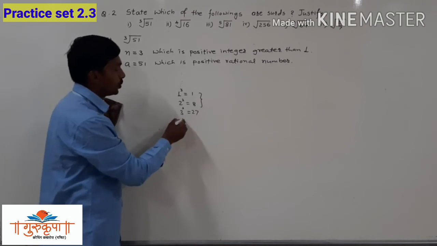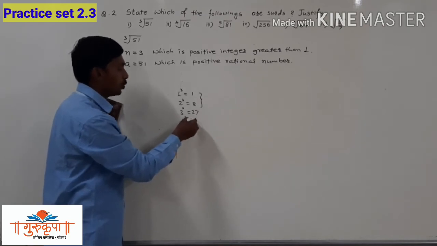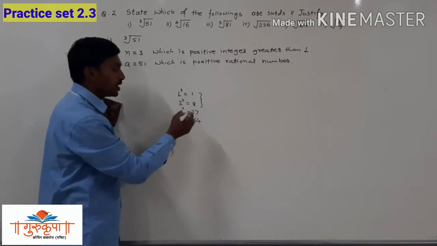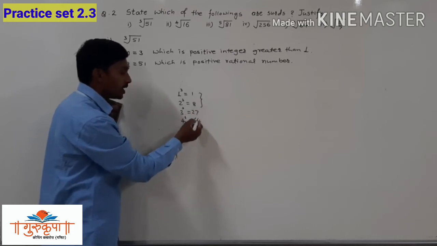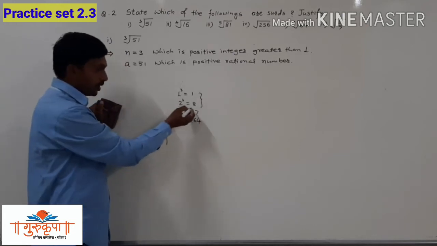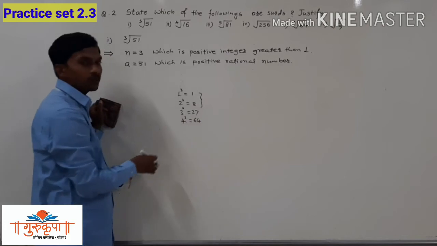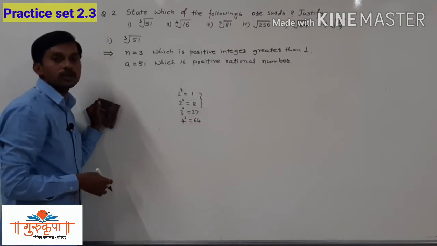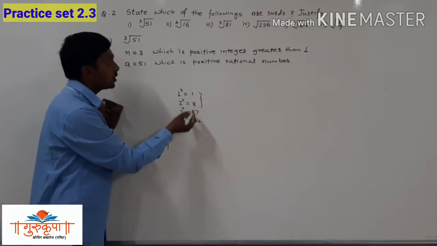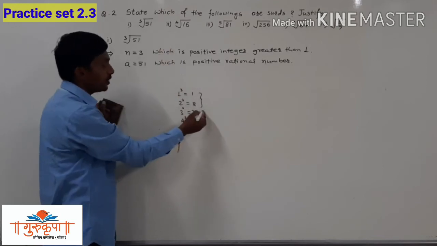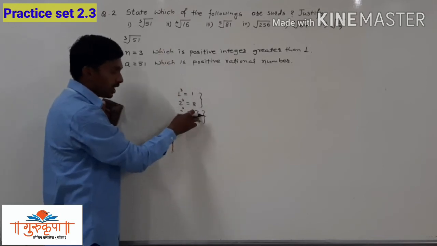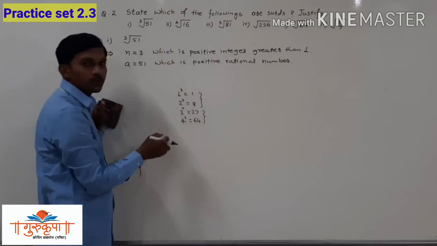Then we have 4 cube, 64. 4 cube is 64. It means that again between 27 and 64, we cannot get the cube root of a number between 27 and 64, and that 51 lies between them. 51 lies between 27 and 64.